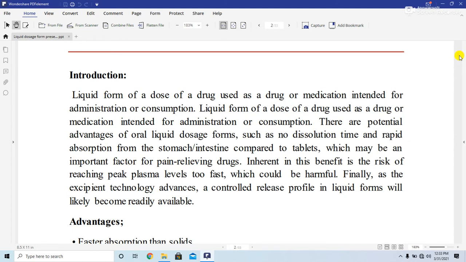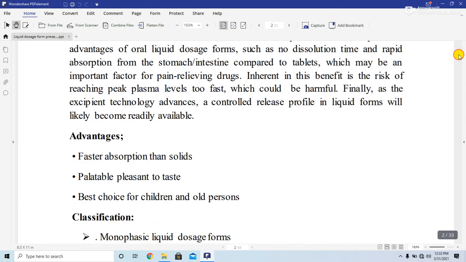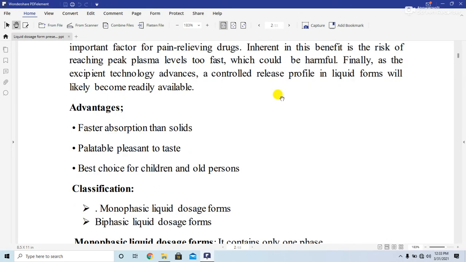As we know, there are certain drugs which are available in the market in solid dosage form, as well as in liquid dosage form and semi-solid dosage form, and each and every drug has a different shelf life and expiry and more. There are certain advantages of liquid dosage form. Let's suppose a drug is designed in liquid dosage form, what will be the merits? Liquid dosage forms have faster absorption than solid dosage forms.